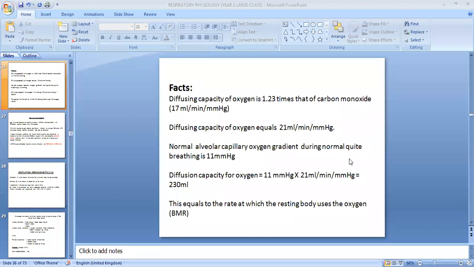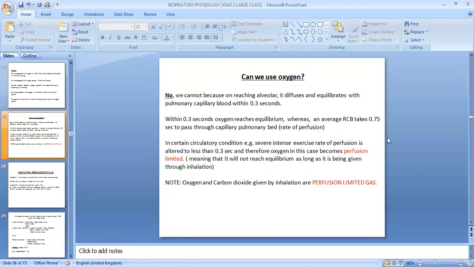Nature has a way of satisfying itself. Can we use oxygen, or why can't we use oxygen to measure the diffusing capacity of a respiratory membrane? No, we cannot use oxygen.